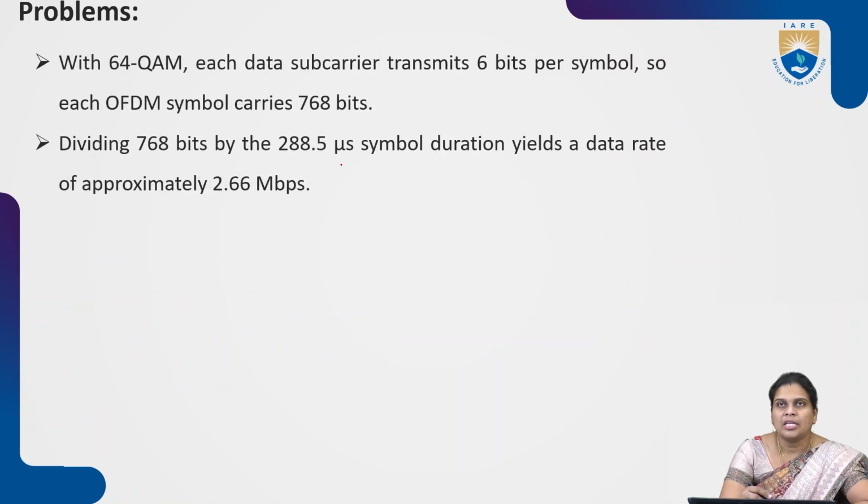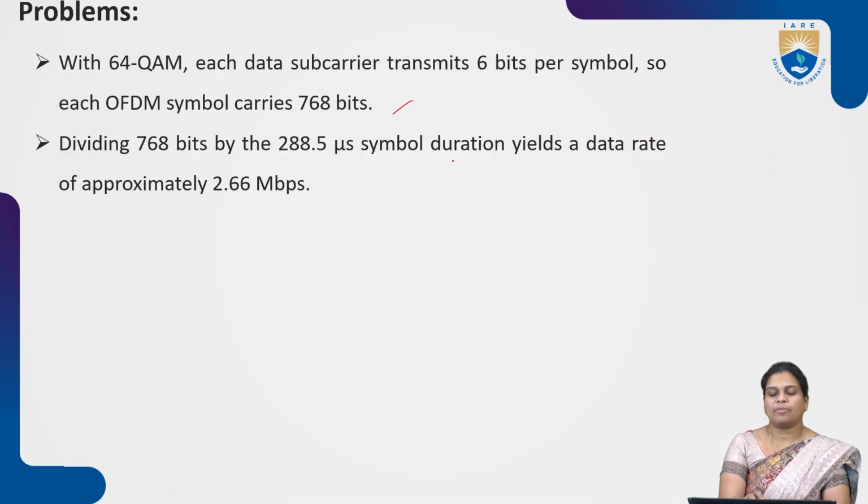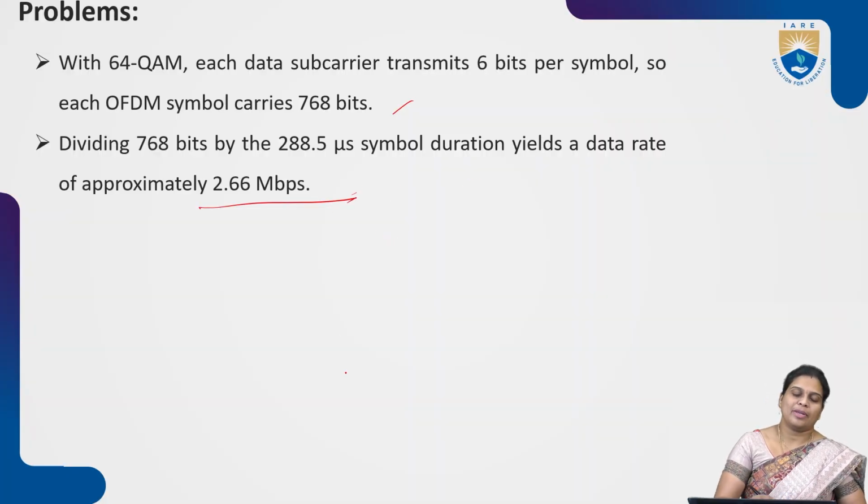So within 64 QAM, each data subcarrier transmits 6 bits per symbol. So each OFDM symbol carries 768 bits. Dividing the 768 bits by the 288.5 microsecond symbol duration, the data rate is approximately 2.66 megabits per second. So dividing all the bits by the symbol duration, that will be approximately 2.66 megabits per second.